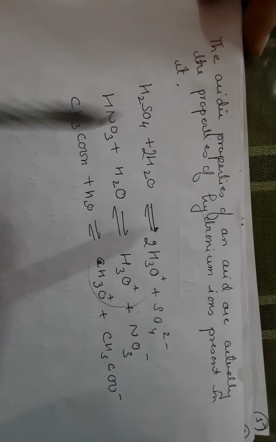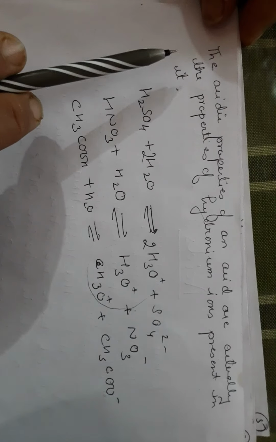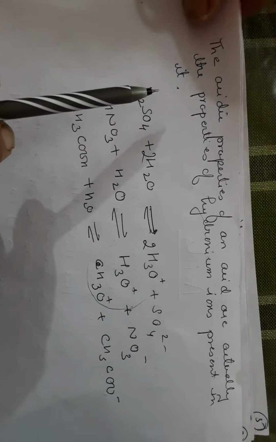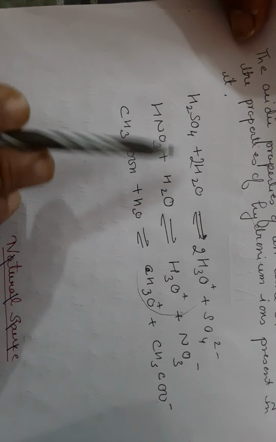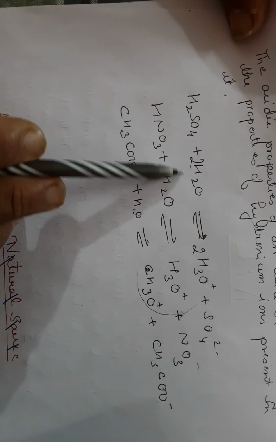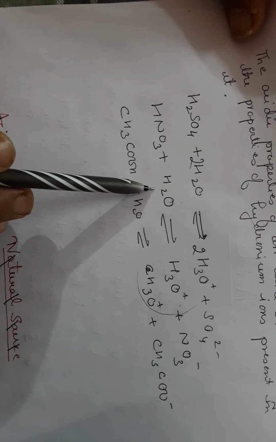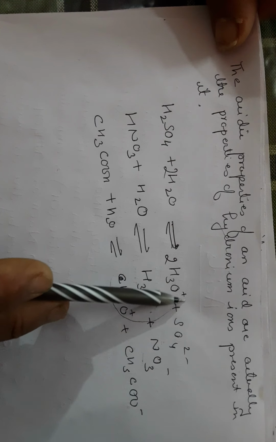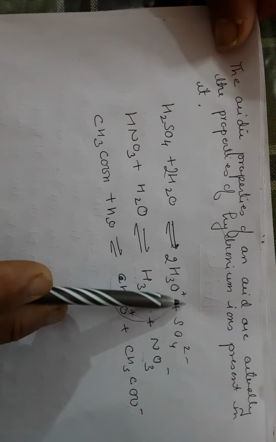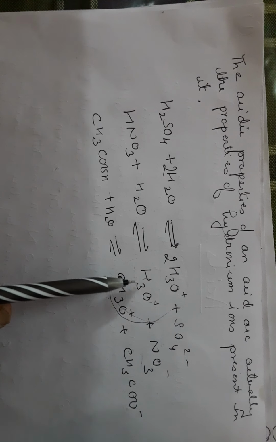Now, the acidic properties of an acid are actually the properties of the hydronium ion present in it. With examples, I will explain. H2SO4, when dissolved in water, gives hydrogen ions plus sulfate ions. Nitric acid, when dissolved in water, gives hydrogen ion plus nitrate ions. Acetic acid, when dissolved in water, gives hydronium ions and acetate ions. And the acidic property of an acid is actually due to the presence of this hydronium ion in it.